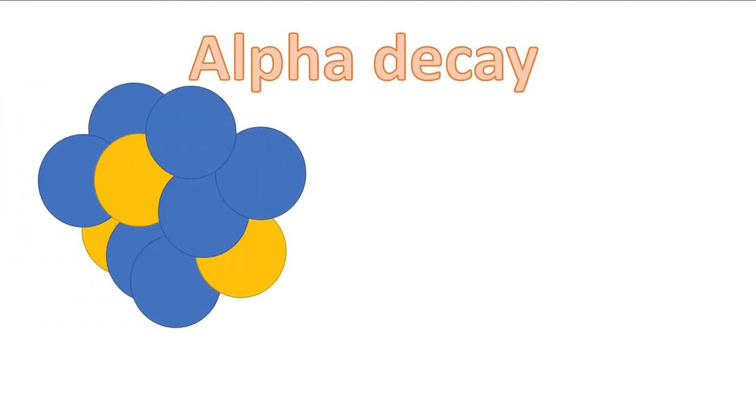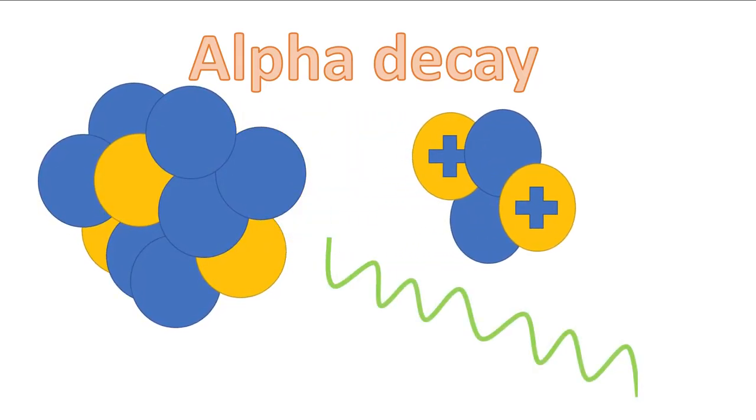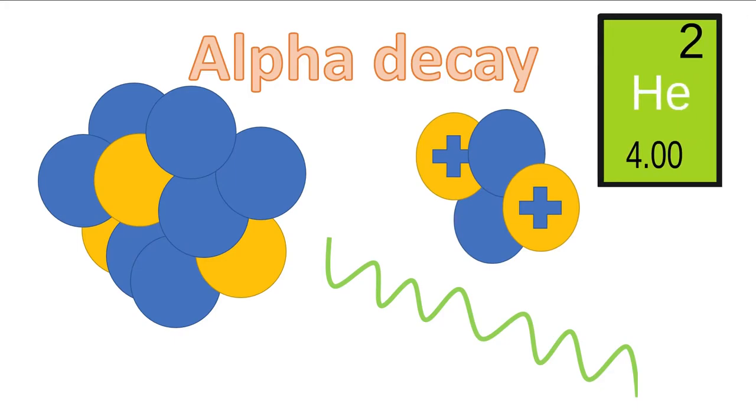Alpha decay happens inside a radioactive nucleus. When the nucleus is unstable, it wants to give off part of itself. Alpha particles are a helium nucleus. They have 2 protons and 2 neutrons. Gamma radiation is also given off by the transfers that happen inside the nucleus.